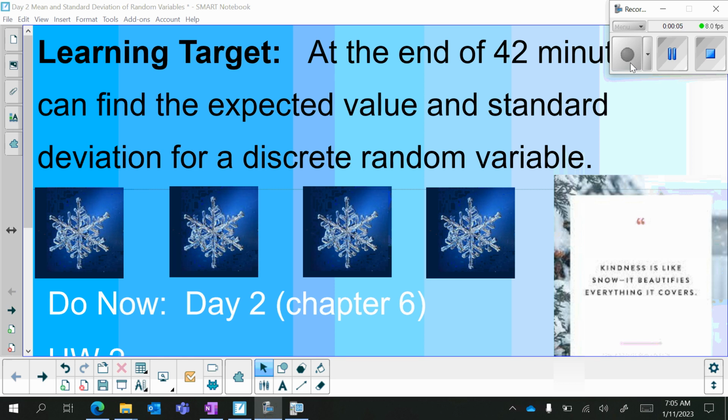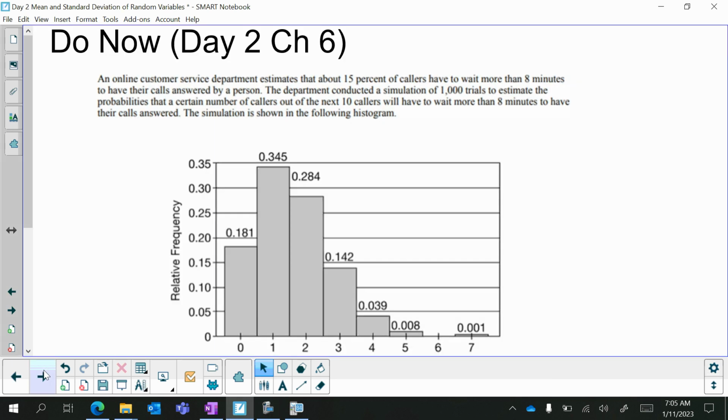We are looking at Do Now Day 2 from Chapter 6. We're going to do the first one together, and then we're going to go on to the lesson for Chapter 6, Day 2 or 3. So first, let's look at Do Now Day 2. Look in your Do Now file to Day 2. And this is the question.